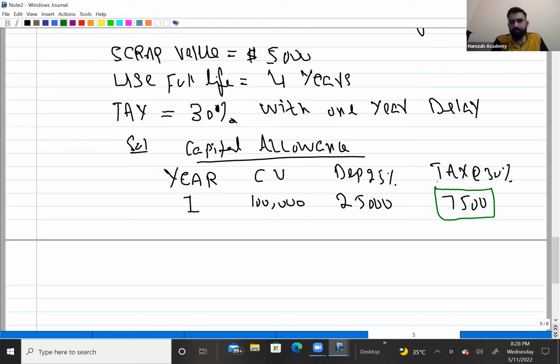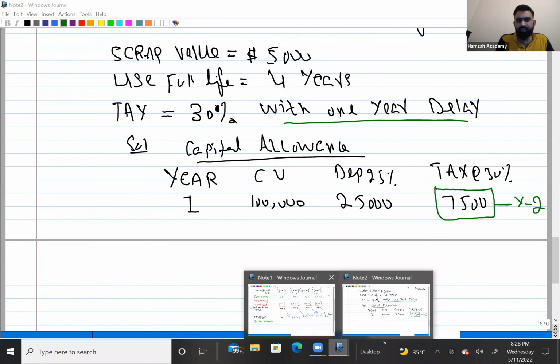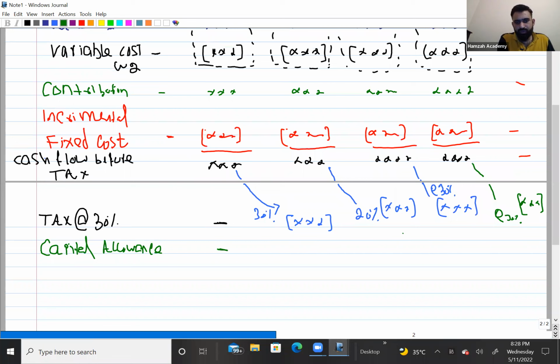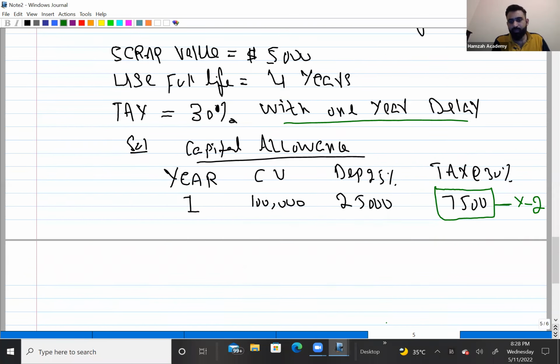Okay, but this is with 1 year delay. So with 1 year delay means this tax relief will be available in year two. So the capital allowance relating to year one will be in year two. The same assumption will be used in the capital allowance which we have used in the tax calculation. You get it?